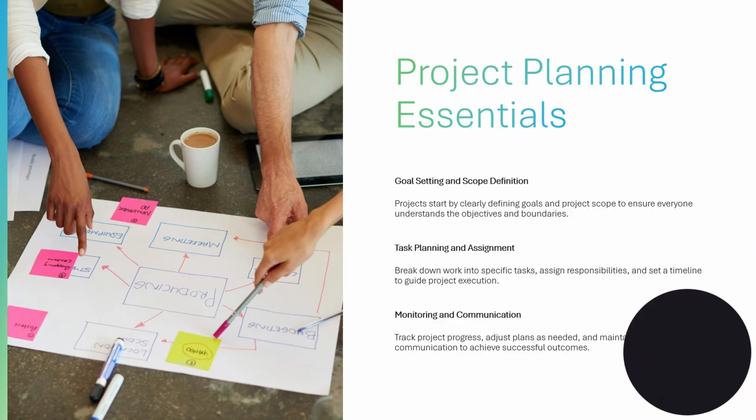Successful projects begin with clear goal setting and scope definition to establish objectives. Next, detailed planning involves breaking the project into tasks, assigning responsibilities, and establishing a timeline. The final step is monitoring progress, making adjustments as needed, and ensuring effective communication among team members to achieve project outcomes.